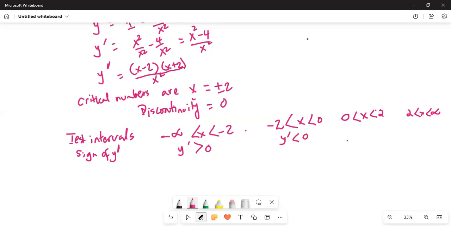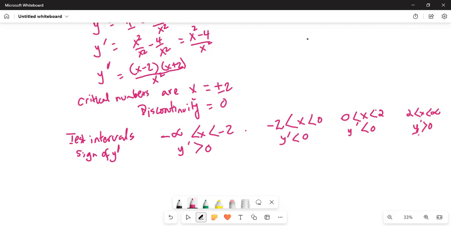And similarly, if I take between 0 and 2, such as x equal to 1, this is also less than 0, because 1 minus 2 is negative and 1 plus 2 is positive. One negative and one positive in the numerator makes the numerator negative. So y prime is less than 0 here. And if I take x greater than 2, then y prime is greater than 0, of course, because both the terms in the numerator are positive.